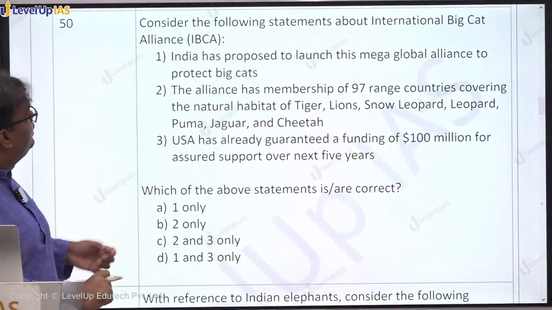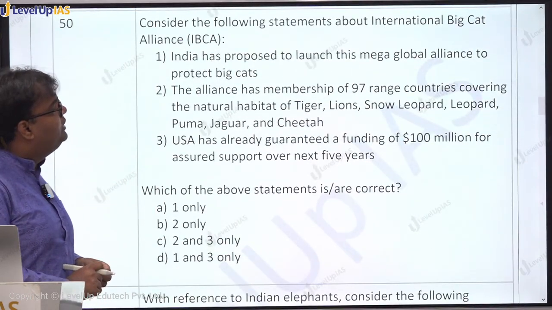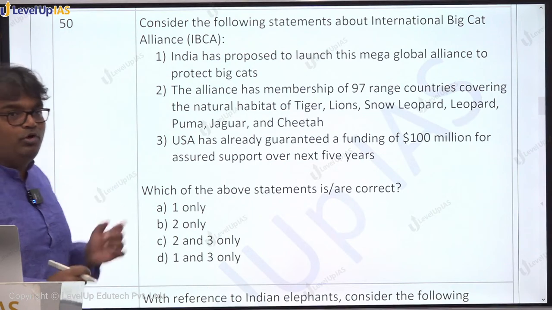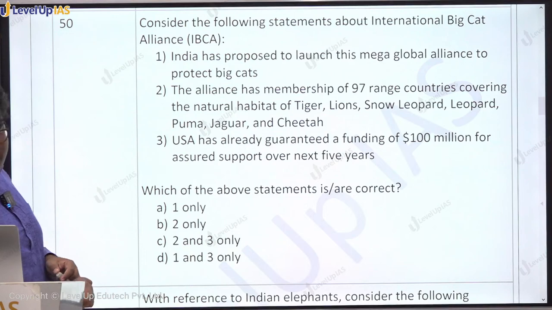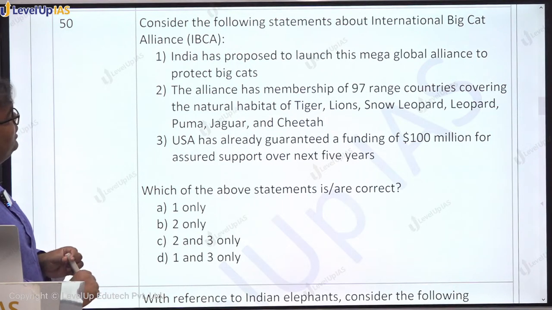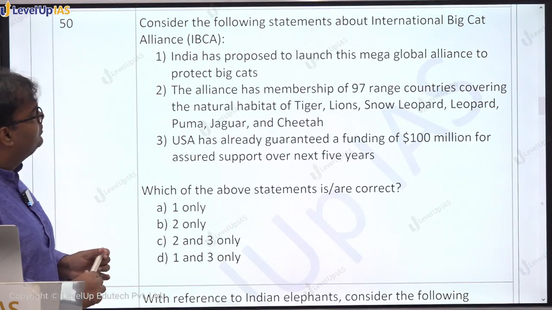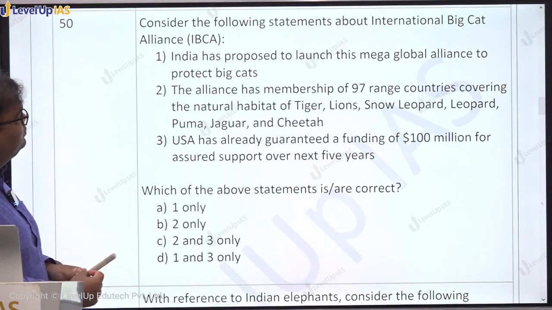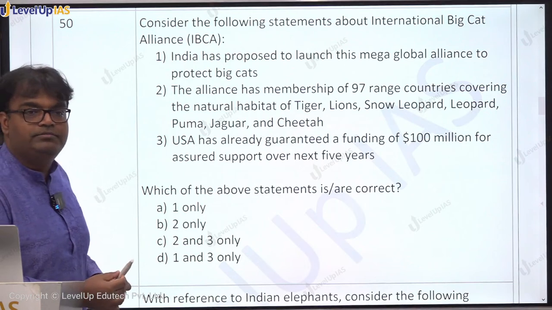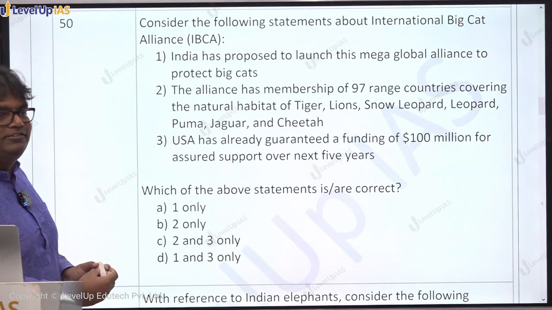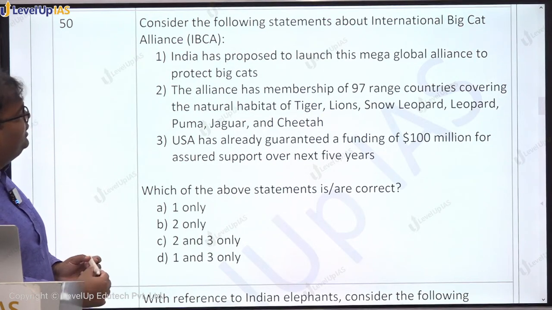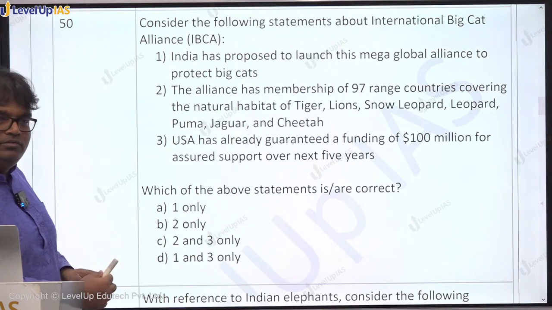50. Consider the following statements about the International Big Cat Alliance. It has just been formed, in April. Who's going to answer? Lakshmi. 1 and 3. India has proposed to launch a Mega Global Alliance. Yes. Why is 2 wrong?